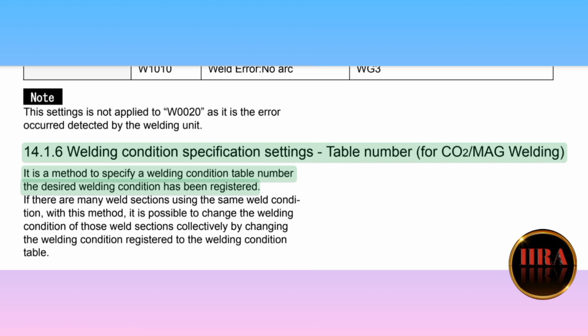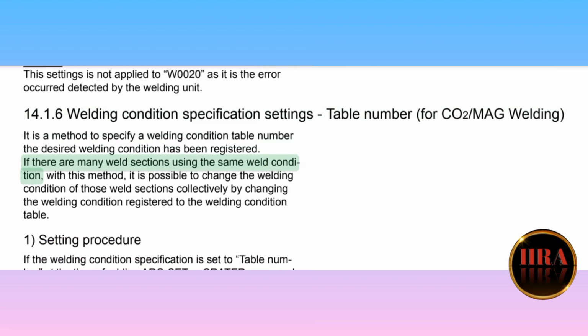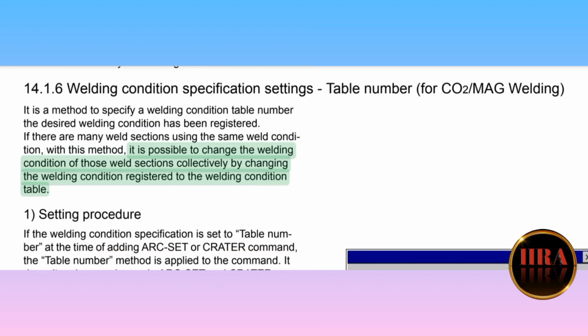14.1.6 Welding condition specification settings. Table number, for CO2 and MAG welding, is a method to specify a welding condition table number. The desired welding condition has been registered. If there are many weld sections using the same weld condition, with this method, it is possible to change the welding condition of those weld sections collectively by changing the welding condition registered to the welding condition table.